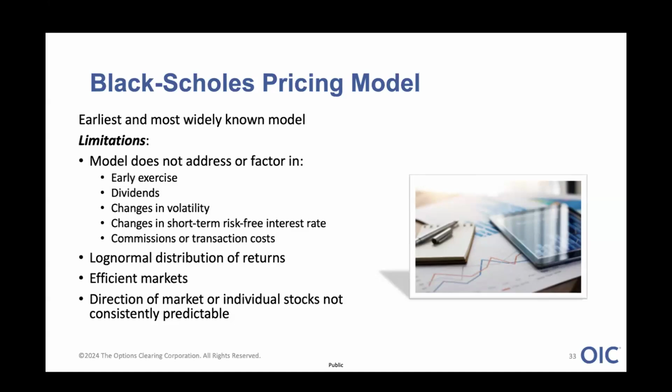It didn't really factor in changes in implied volatility. We know that volatility is always changing. It assumes that it doesn't change. It doesn't factor in changes in short-term interest rates. We know that interest rates change, and it does not factor in commissions or transaction costs. This is what is known as a log normal model. A log normal model assumes that stock prices can't go below zero, and typically they go higher, so it's a right-skewed model. It assumes that the markets are efficient. We know that sometimes the markets aren't necessarily efficient, and we know the direction of the market or individual stocks is not always consistently predictable.